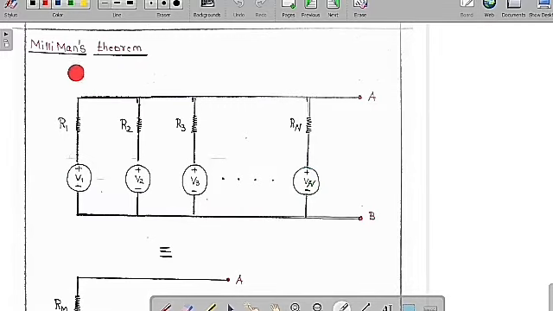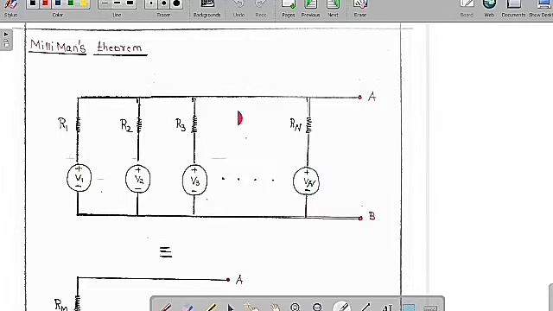So now we are going to learn about Millman's theorem. See, Millman's theorem is, suppose there is some parallel combination of practical voltage sources. So each one is a practical voltage source of this format, which is R1 V1, R2 V2, R3 V3 up to Rn Vn. So now I want to replace all these with a single practical voltage source. I want to figure that out.